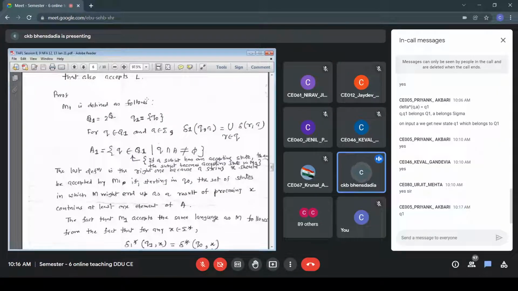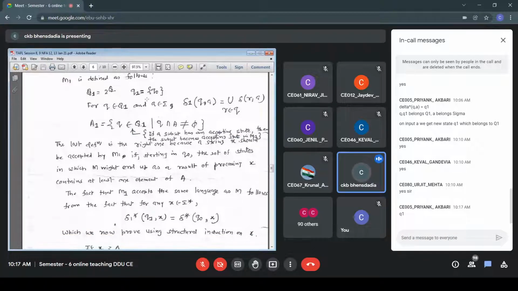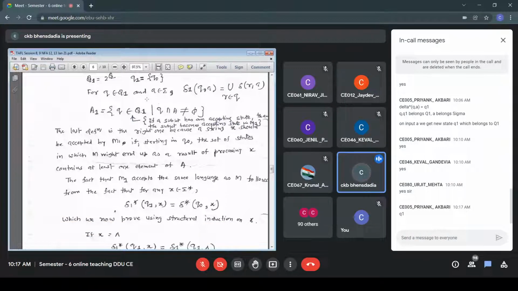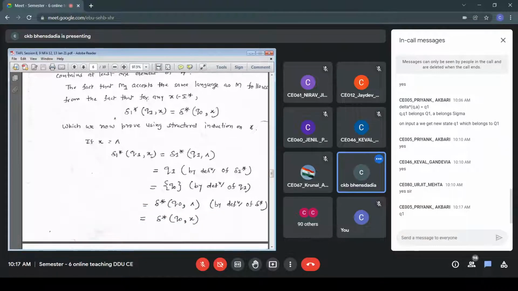Delta 1 star q1 x equal to delta star q0 x, structural induction proof. We are taking induction on length of x, that is our n. As it is structural induction proof, n is implicit. We need not explicitly specify that, but the basis is length of x is 0. It means x is null. So we have proved delta 1 star q1 x equal to delta star q0 x for x equal to null. We have proved this. So we continue.